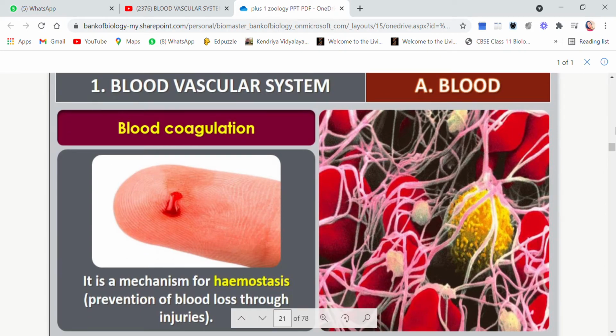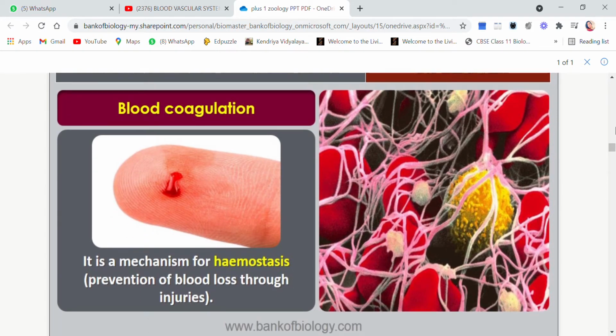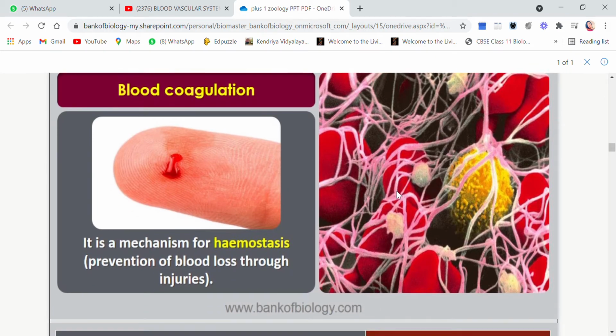So now today's topic is blood coagulation or clotting of blood. Children, it is a mechanism for homeostasis. What is homeostasis? Homeostasis is prevention of blood loss through injuries. Sometimes there is an injury, and if the blood flow is not stopped, this can lead to the death of that particular person. So to prevent that, homeostasis should be there, and clotting of blood is actually the mechanism for homeostasis. That means it will prevent the loss of blood.